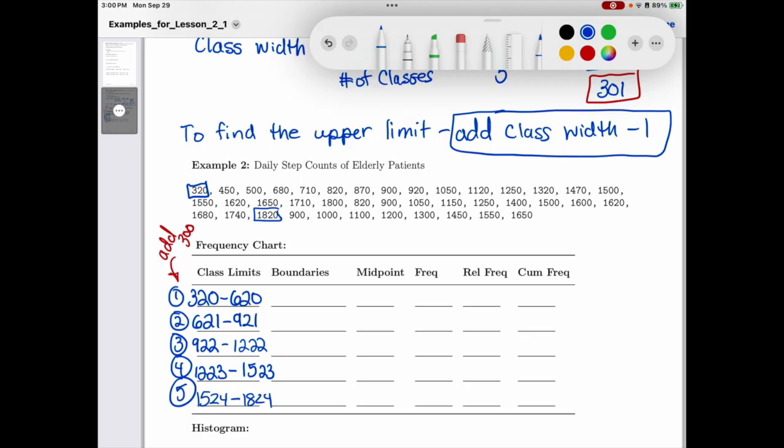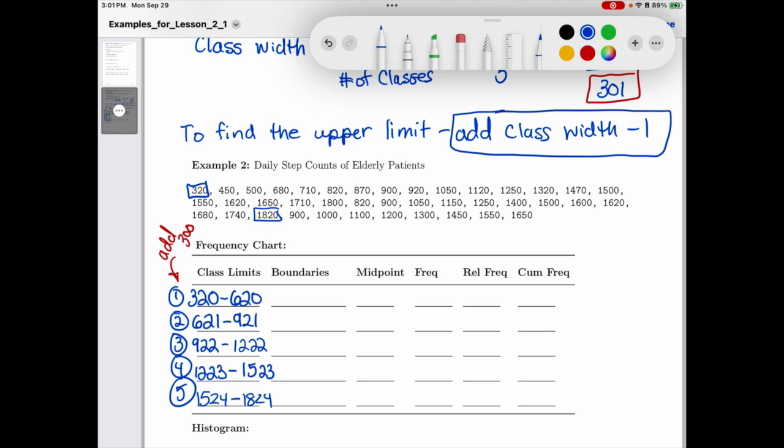Now, to find the boundaries. The boundaries are what allow us to close the gap, because with a histogram, we do not want any spaces between the bars. As of right now, the end of the first class is 620, and then I start the next class at 621. We've got a bunch of values in between, like 620.3, 620.5, or 620.8. We've got those decimal values between 620 and 621.